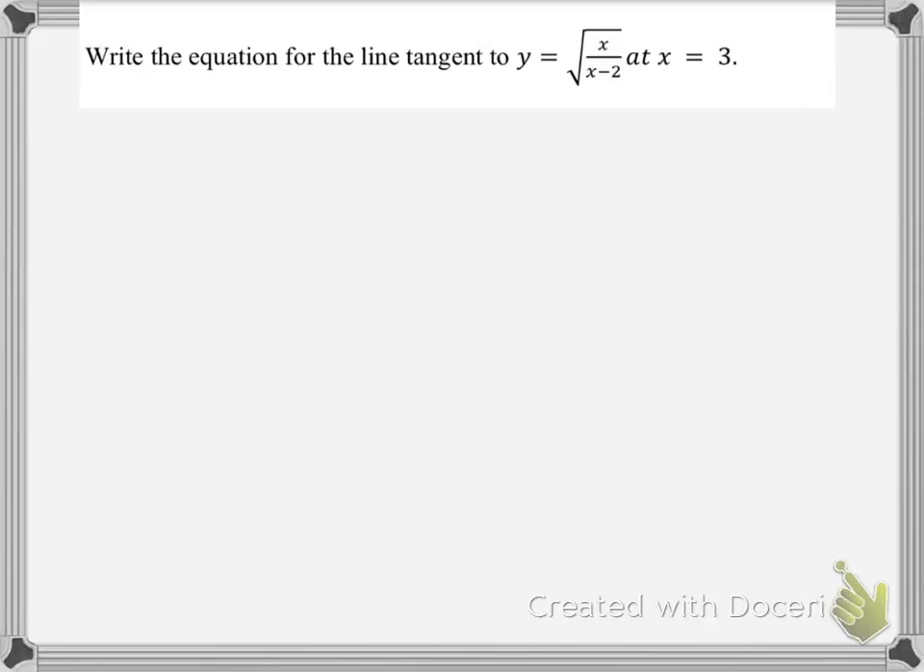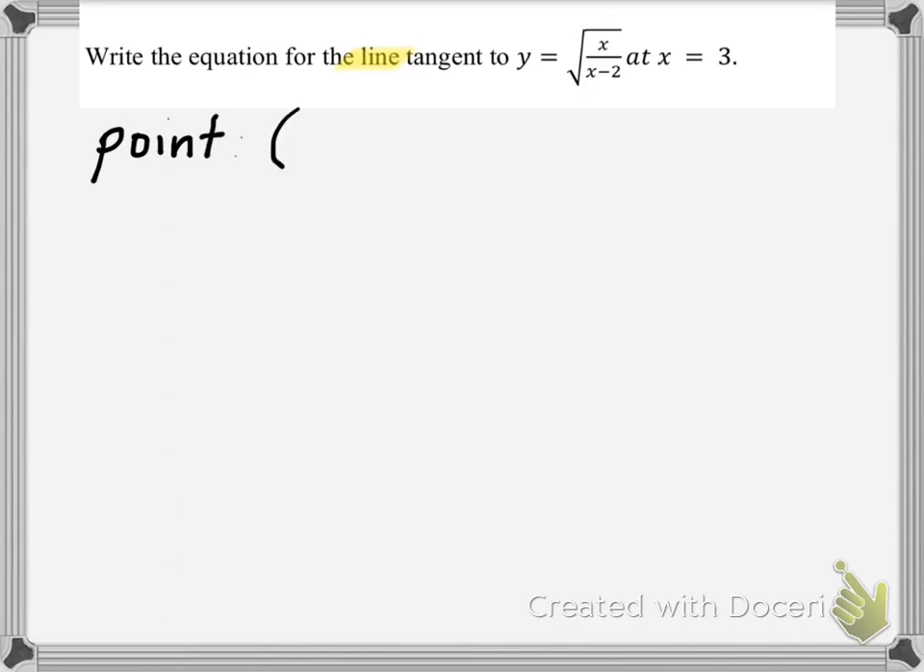In this example, we want to write the equation for the line tangent to the curve y equals the square root of x divided by x minus 2 at x equals 3. So to write the equation for any line, we need both a point and a slope. So let's begin with our point.